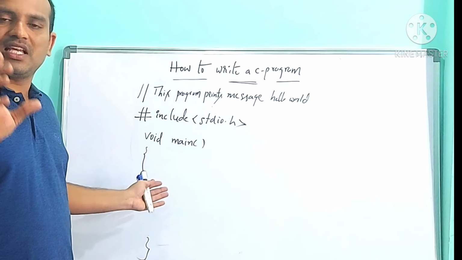That should be inside the double quotation. Open double quotation, hello message, double quotation. Here printf, open parenthesis, closed parenthesis, semicolon. In C language, generally every statement ends with a semicolon. Semicolon represents the end of the statement.